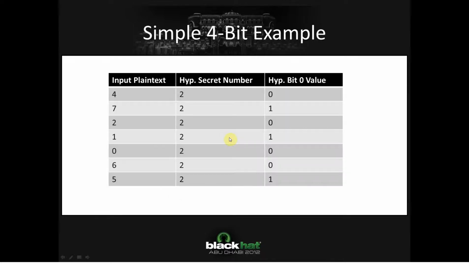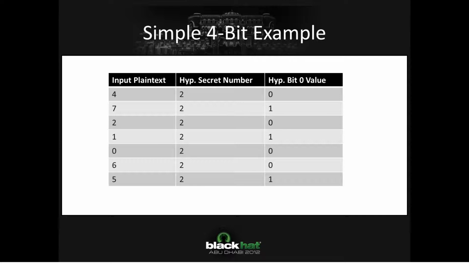I'm going to say, okay, if the input I put in, I know for sure I put in a 4, and the hypothetical secret number was 2, I don't know what it is, bit 0 would be 0. If I put in a 7, and again I'm assuming it's 2, then bit 0 would be 1. We can go through this for each of the operations. Remember, I'm just talking about a hypothetical secret number. I've just said, hey, it's 2. I'm making this up here.